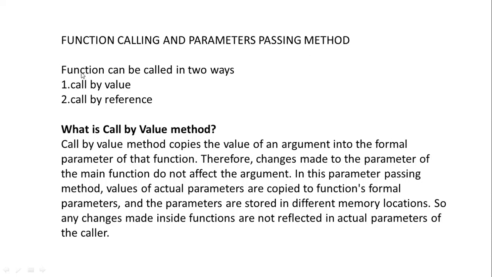That means we already know that for a user defined function, there are three steps: function declaration, function definition and function calling. Function calling means we are simply writing the data type of the output, function name and the parameters. For the declaration and for the function calling, we will say the function name and the inputs, right? And the function can be called in two ways: call by value and call by reference.